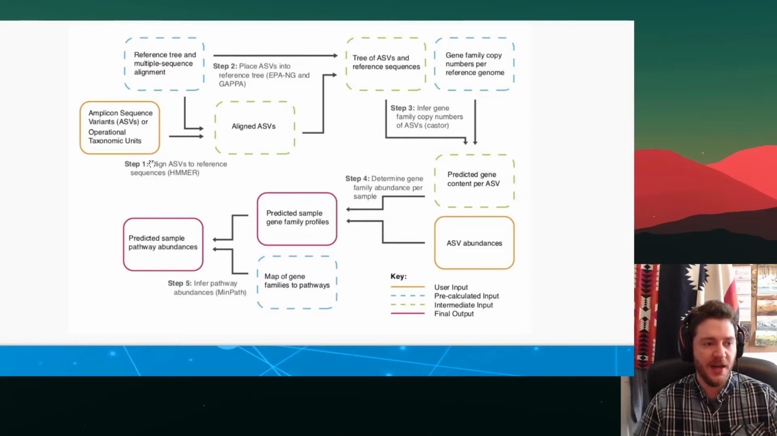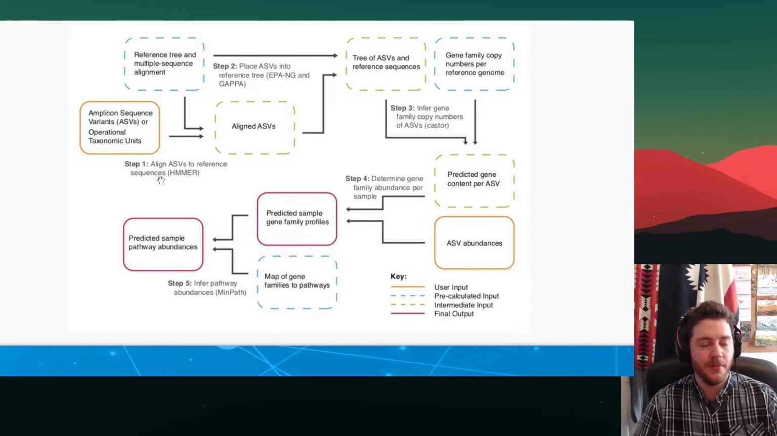As you can see, it has 5 different steps. Step 1, align ASVs to reference sequences. Step 2, place ASVs into the reference tree. Step 3, infer gene family copy numbers of ASVs. Step 4, determine gene family abundance per sample. So we had it for ASV, now we're going to get it per sample. And then step 5, infer pathway abundances. So let's go a bit more in detail step by step.